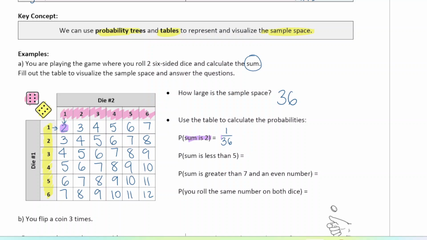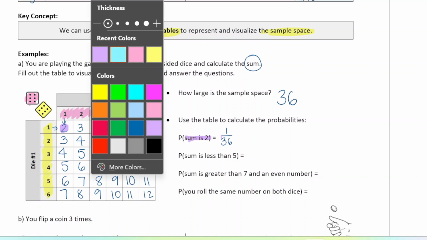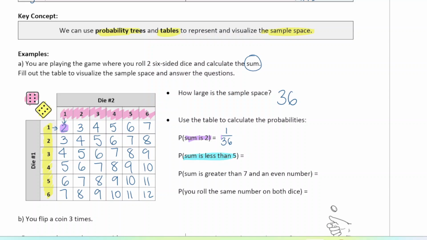All right, let's do the next one here. So this next one is, what is the probability that the sum is less than 5? So let's highlight all of the sums that are less than 5 and add them up. And see there's 1, 2, 3, 4, 5, 6 of those. 6 ways the sum can be less than 5. So the probability would be 6 out of 36. Now, because we're writing this as a fraction, we should reduce this by dividing by 6. So we'd get 1 out of 6.